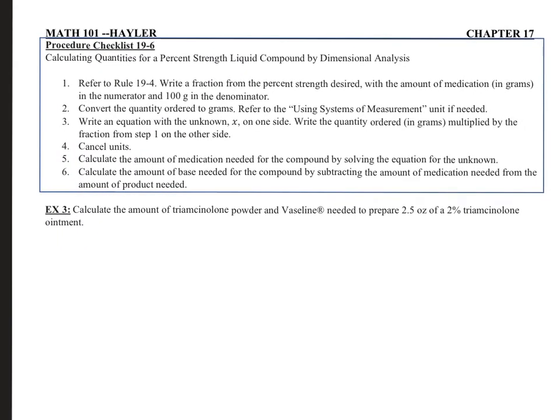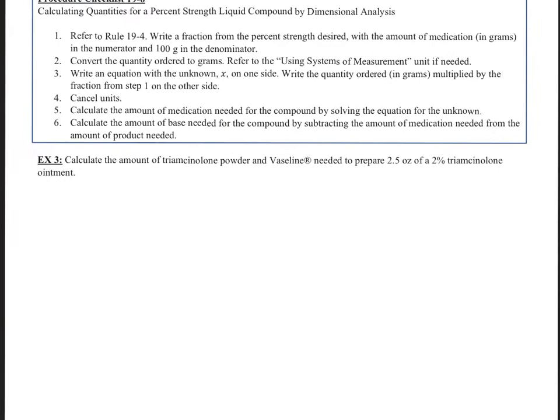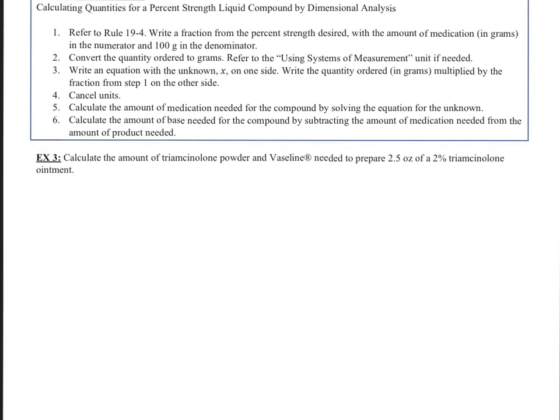So procedure checklist 19.6. Calculating quantities for percent strength liquid compound by dimensional analysis. Once again, you're going to refer to rule 19.4 to write your fraction. Then we'll convert the quantity to grams, write an equation with the unknown x on one side, solve using dimensional analysis, and then step 6 to calculate the amount of base needed for the compound. Once again, we'll subtract the amount of medication needed from the amount of product needed.